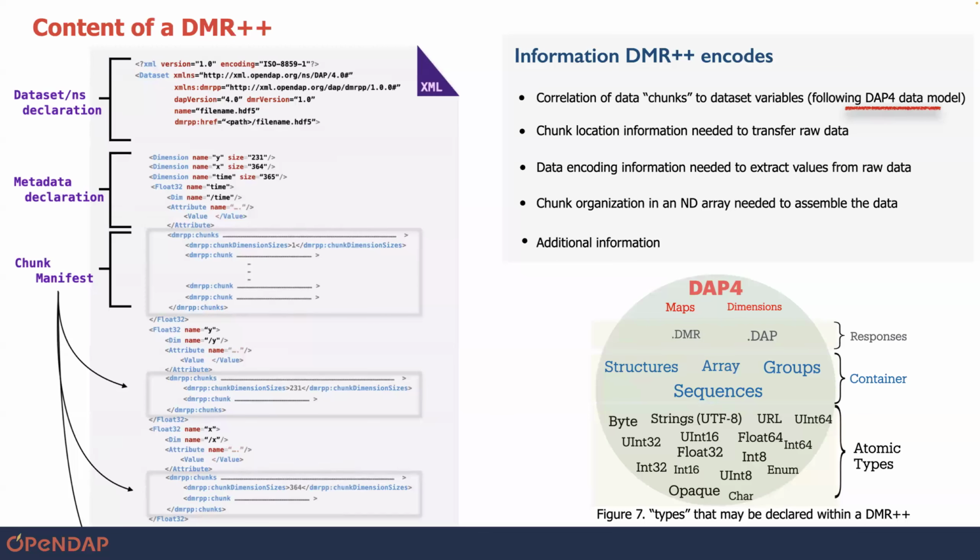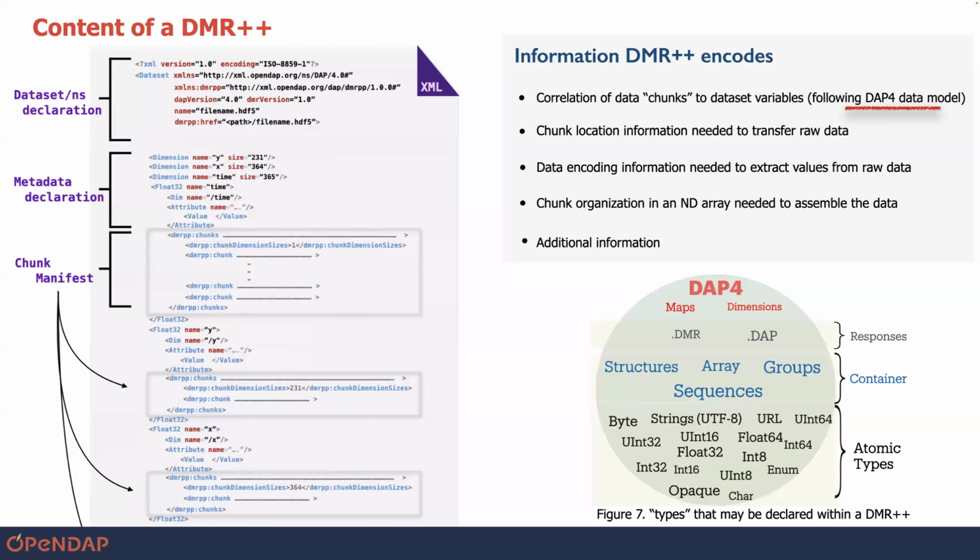They're in the DMR PP namespace, and the key one is the href attribute that shows up there. And then in the next section, there's a metadata block, and that has dimensions. Those are shared dimensions. They describe the dimensionality of probably multiple variables in the data set. And then we see float 32, name, time. So that's the introduction of a variable.